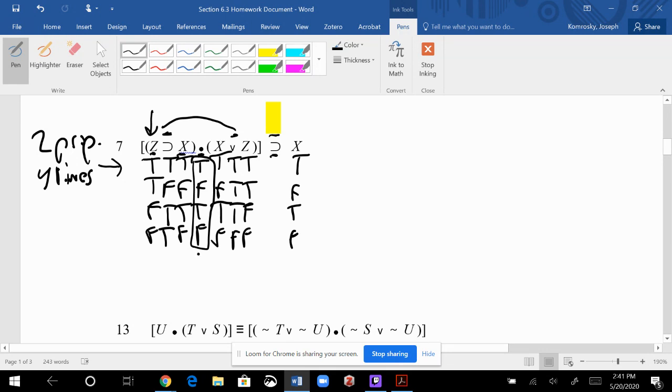To solve that, I'm going to take my truth values for this conjunction that I just did and compare it to this one. And then I will simply be able to solve for this. So I have a true and a true, I know it's true. I have a false and a false, I know that that's true. I have a true and a true. I have a false and a false. So the whole thing is true, true, true, true.